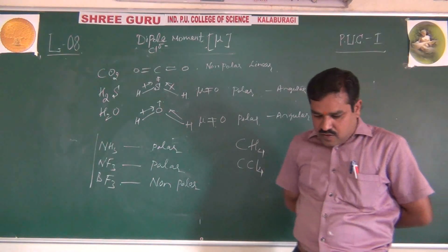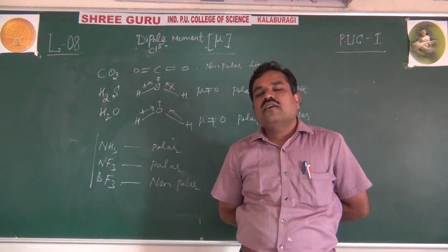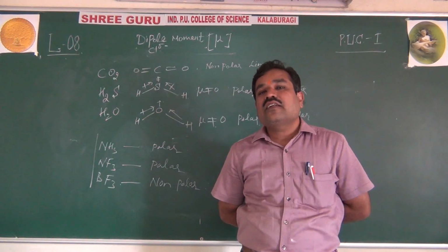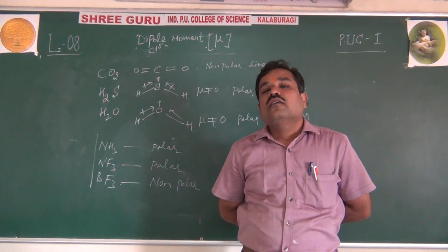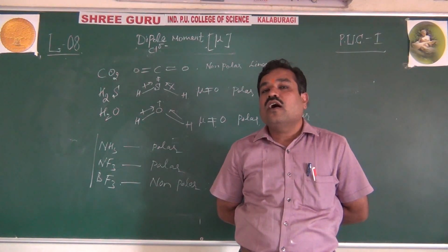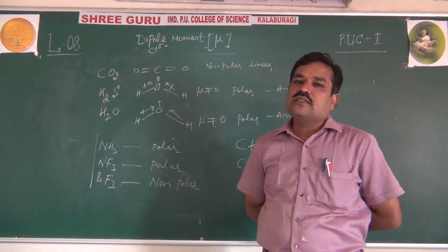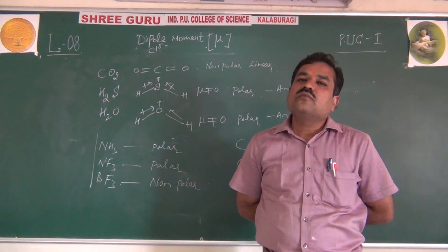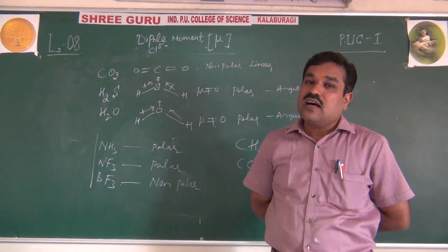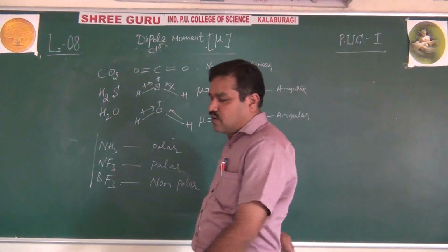Dipole moment is one of the physical quantities with the help of which we can decide the polarity of an unknown molecule in chemistry. It is a vector quantity. It is the product of the magnitude of electric charge and the distance between the oppositely charged ends of a polar molecule. It is expressed in Debye units. 1 Debye is 3.3564 into 10 raised to minus 30 coulomb meter. Charge in coulomb, distance in meter. Remember.